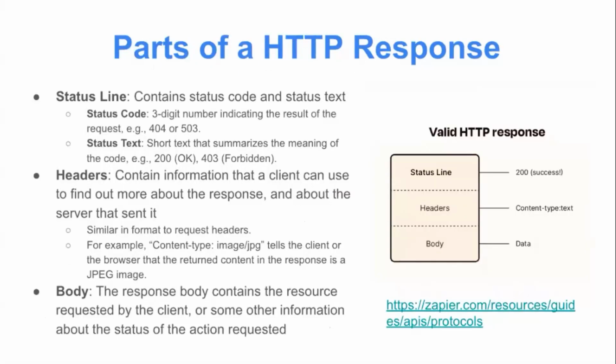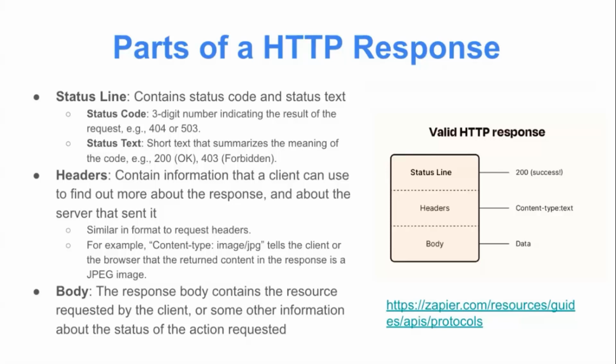So the parts of the HTTP responses. There are 3 parts. There's the status line, then we have the header and the body. And so the status line contains the status code and the status text. The status code is a 3-digit number that indicates the results of the request. So this could be like 404 or 503. The status text is a short text that will summarize the meaning of this code. So for example, you would usually see them in pairs, like 200, okay, 403, forbidden.